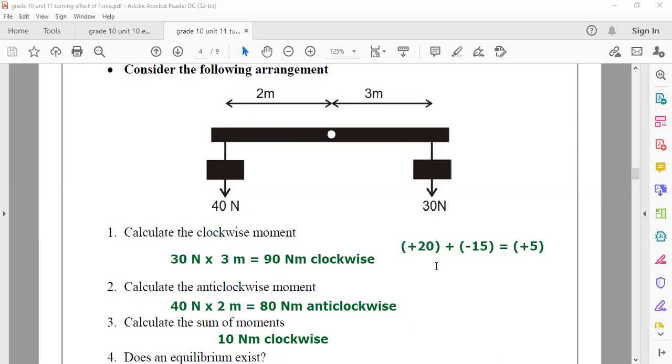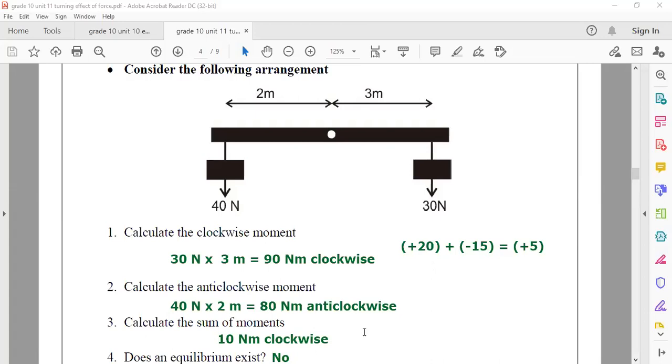The last question is easy. Is there an equilibrium? No. In equilibrium, which two should be equal? The anti-clockwise and clockwise moments should be equal. Are they equal here? No. So you can say no here. Another idea is there: if the sum of the moments is 0, then also you can say equilibrium exists. Understood?